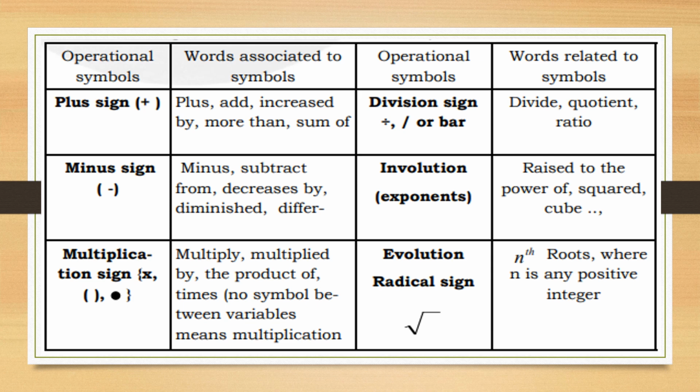Sa involution naman or sa exponents, the words associated are raise to the power of, squared, cube, and evolution is the radical sign. So we use this radical sign, yung square root. So nth roots where n is any positive integer. So for example, the square root, ibig sabihin ang n niya ay 2, tapos third root ang n niya ay 3, something like that. So these are the different words associated to each operational symbol na gagamitin natin in translating mathematical to verbal phrases and vice versa.